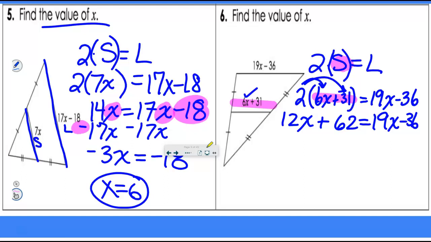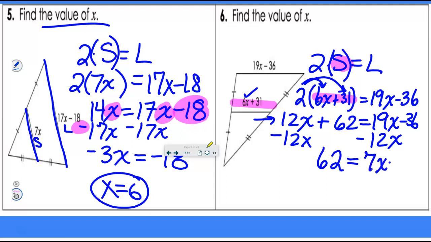Who haven't I called on for a long time in here? Sydney. What do I do in this scenario? Yeah, she said get the x's on one side, if you're listening to the video. I don't like working with negative numbers, so I'm going to choose to move that 12x over. It looks like I get 7x minus 36.